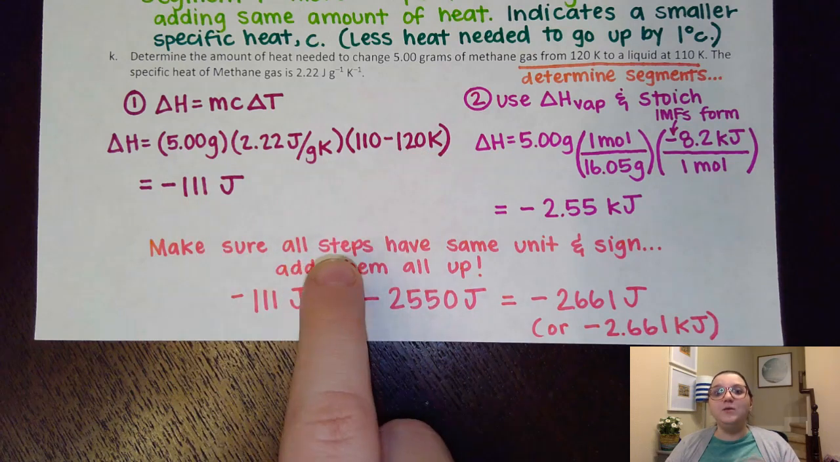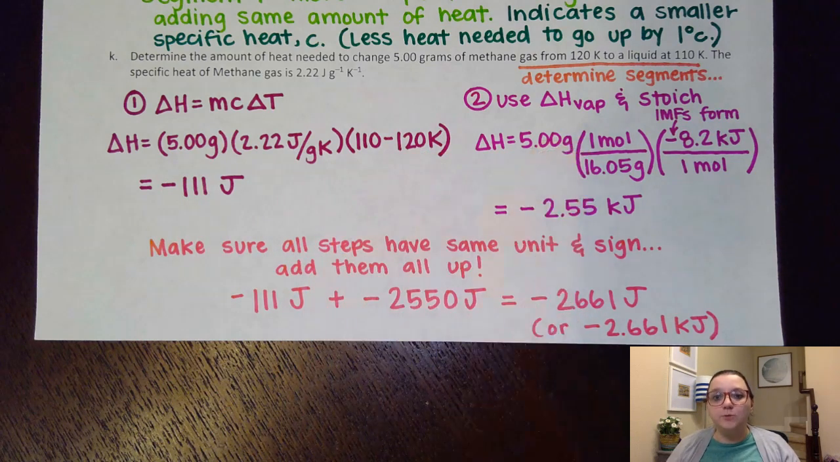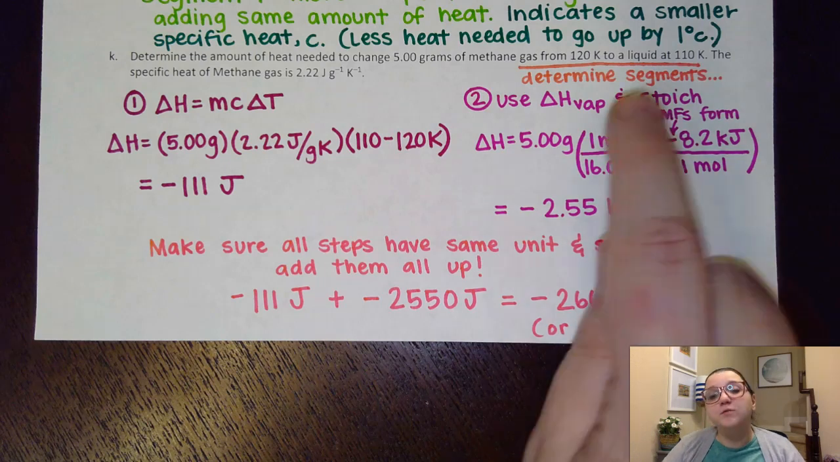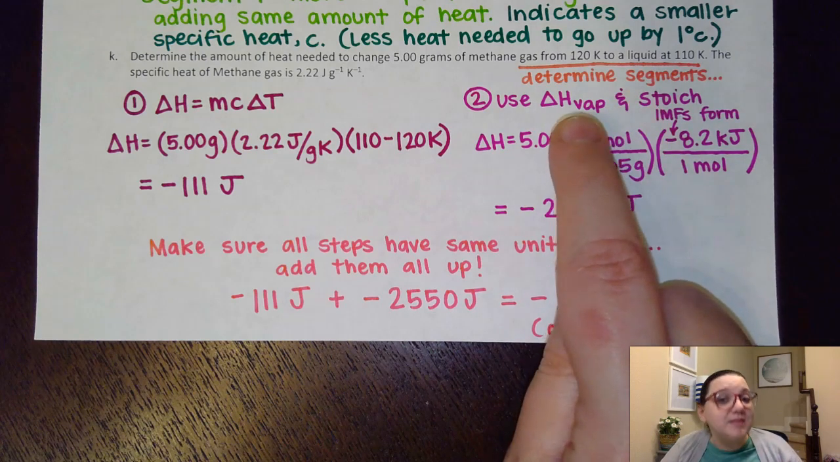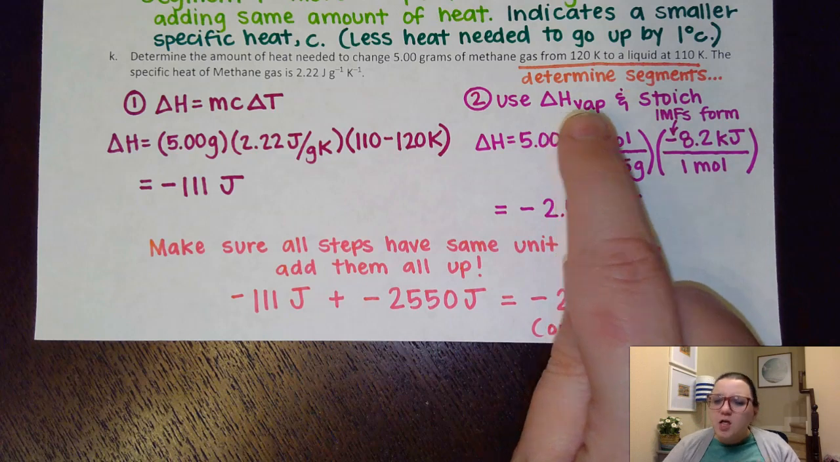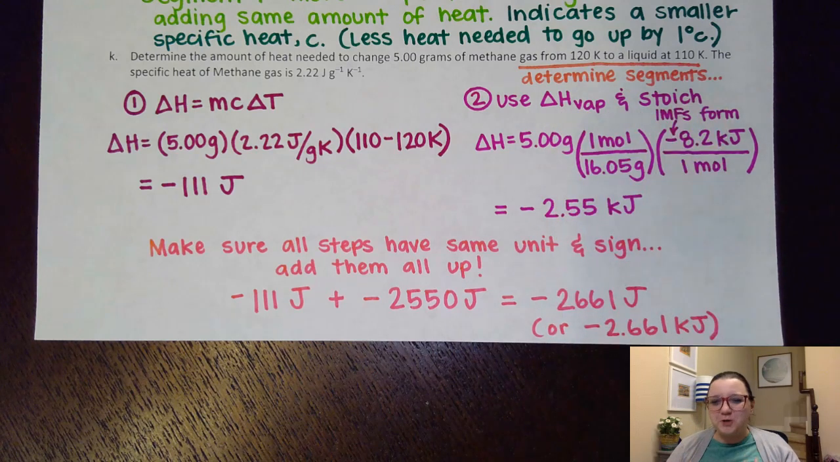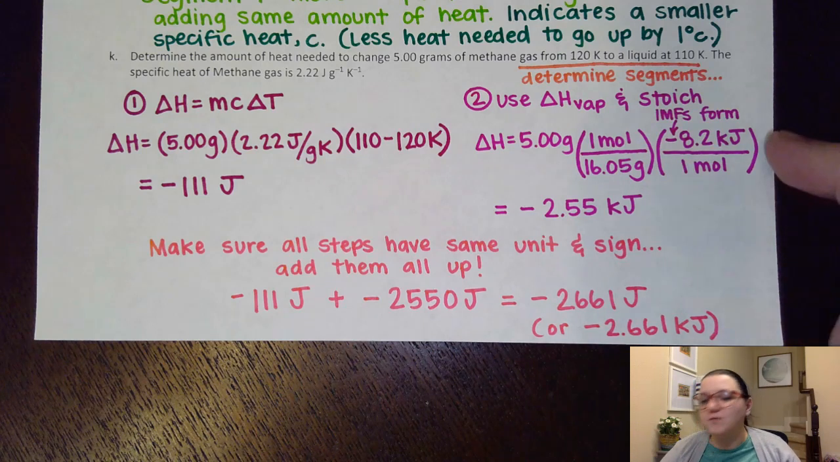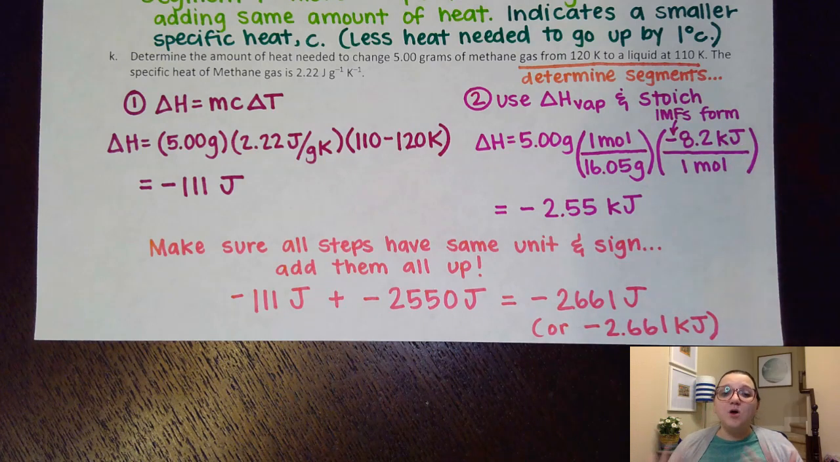So now I would calculate segment number 2. But when we're doing this segment, I no longer have a temperature change. Segment 2 was a phase change, and specifically it was the phase change between a liquid and a gas. And so therefore I would want to use the heat of vaporization for that segment, along with a little bit of stoich to convert. The issue is that the heat of vaporization is in terms of kilojoules per mole. Well, I don't have a mole value yet.